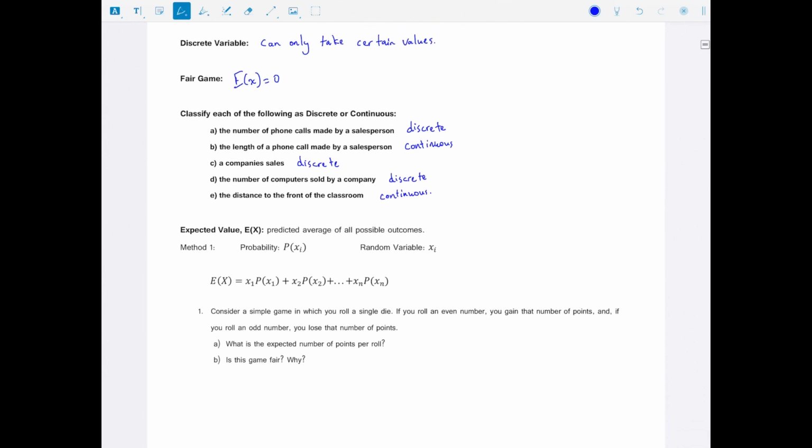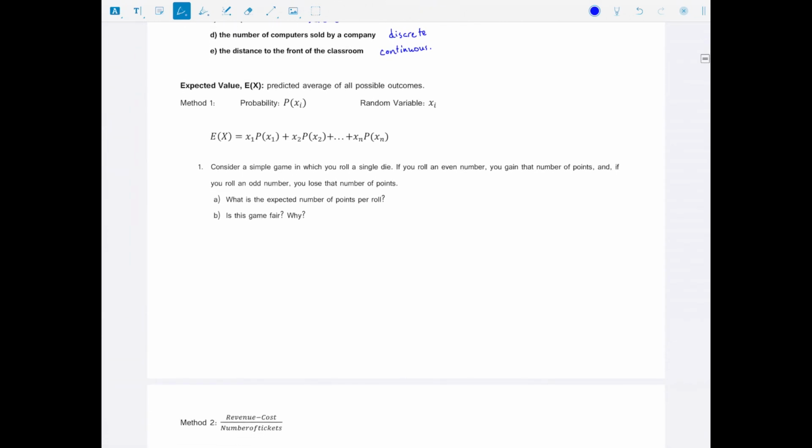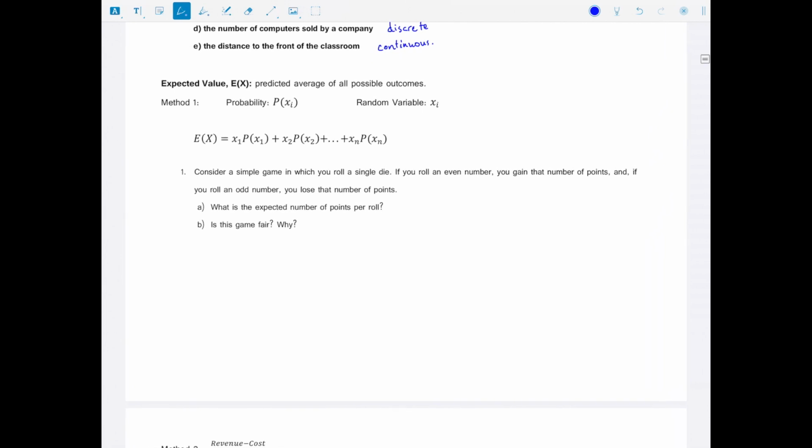Okay, let's look at some examples of probability distributions. Expected value, the definition E of x, is the predicted average of all possible outcomes. So here's method one. To predict the expected value, we're going to do x1, which is my random variable, times the probability of that variable. Then plus x2 times the probability of it. And we keep going until we've taken care of all possible values.